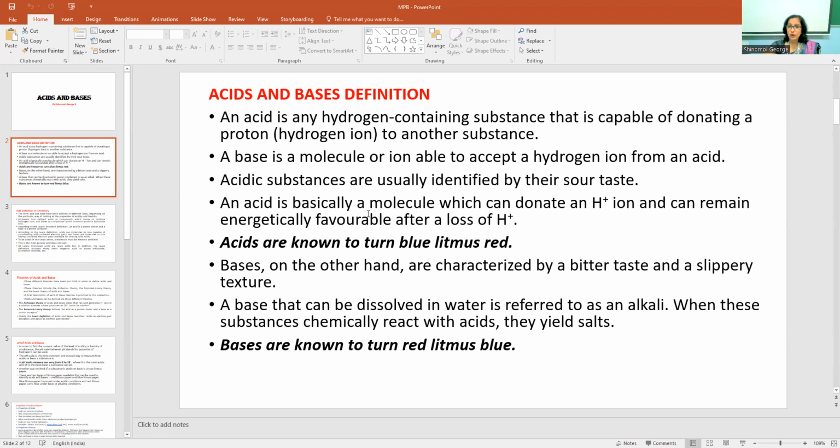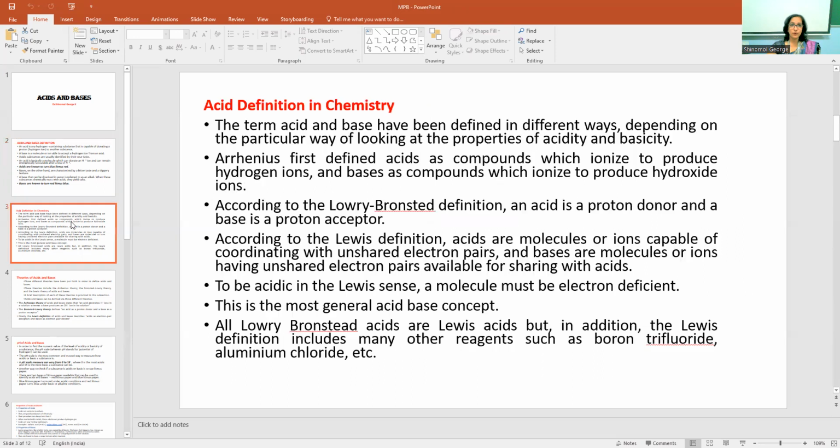An acid is basically a molecule which can donate H plus ions and can remain energetically favorable even after the loss of H plus ions. And acids are known to turn blue litmus paper red. And bases, on the other hand, are characterized by a bitter taste and a slippery texture. For example, in the NaOH pellet, if you just put it in water and touch it, you have that slippery texture. A base that can be dissolved in water is referred to as an alkali. And when these substances chemically react with acids, they yield salts. And bases are known to turn red litmus paper blue.